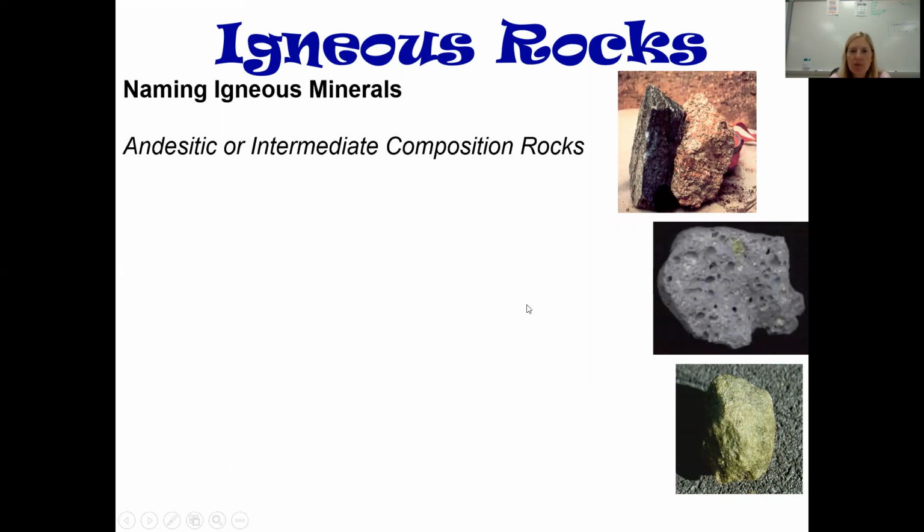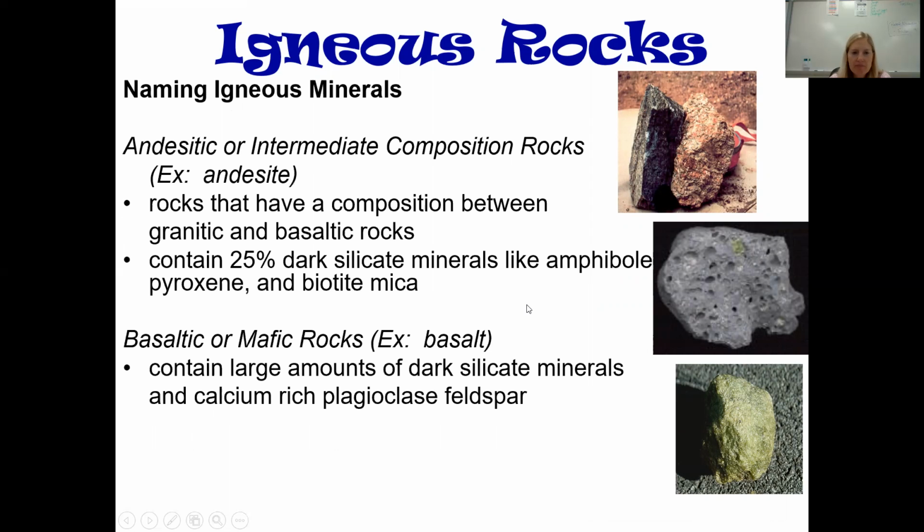Our next category based on composition is andesitic, which is also called intermediate. And so those are rocks that are in between, right? Intermediate. So they aren't quite light, they aren't quite dark. So you can see that they're going to have more of those dark minerals like amphibole and biotite, also maybe some pyroxene, so that they'll have a darker color. The next darkest category we have is called basaltic, also called mafic, and that just means now we have a lot of dark silicate minerals, and we have some calcium-rich plagioclase feldspar.